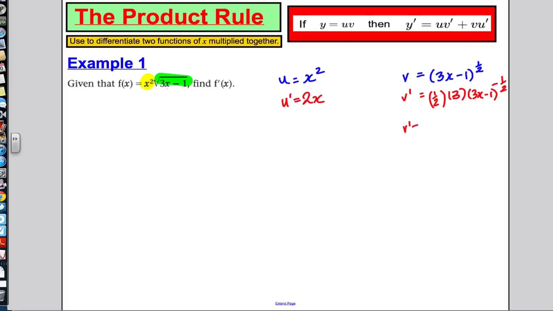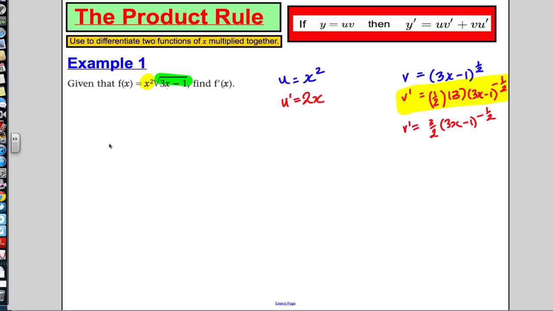And v dash would therefore be 3 over 2, 3x subtract 1 to the negative a half. This here was using the chain rule, just in case you're not sure where this came from. This was using the chain rule where you let u equal 3x minus 1.